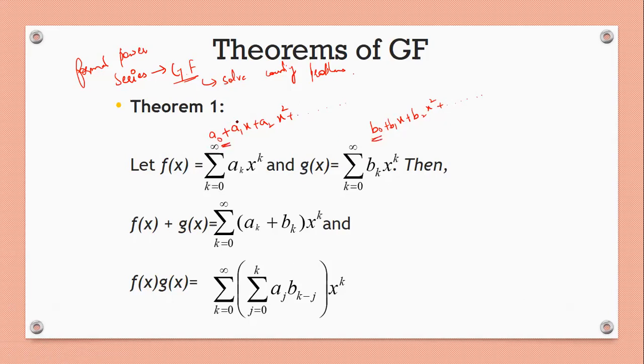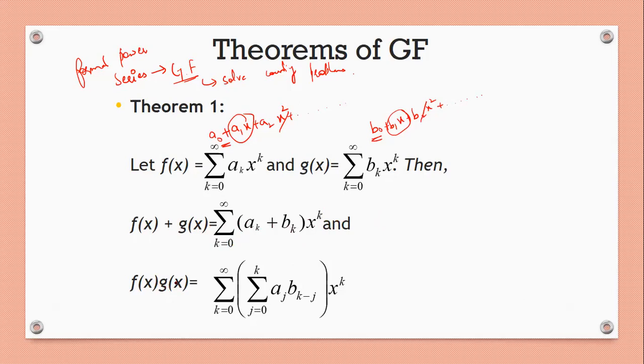So a0 and b0 are added. Then we will add a1x and b1x. Then we will add a2x square plus b2x square. Similar coefficients are added, as you already know from studying mathematics. So f of x plus g of x is the sum over k equal to 0 to infinity of (ak plus bk) x power k. In terms of k, if I want to write it in sigma summation form, it will be (ak plus bk) x power k.